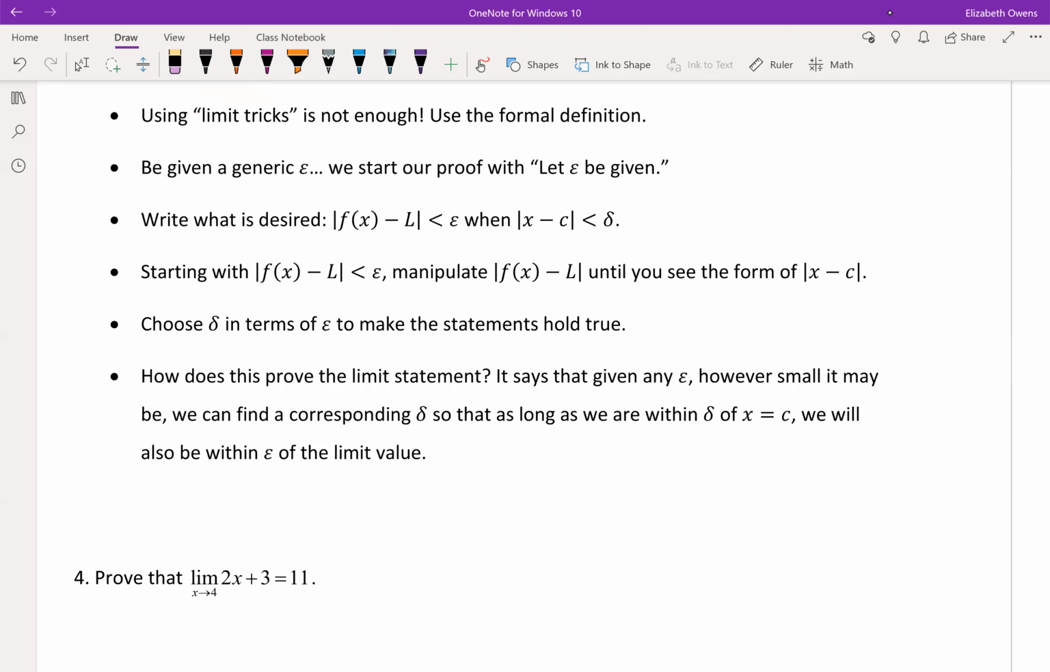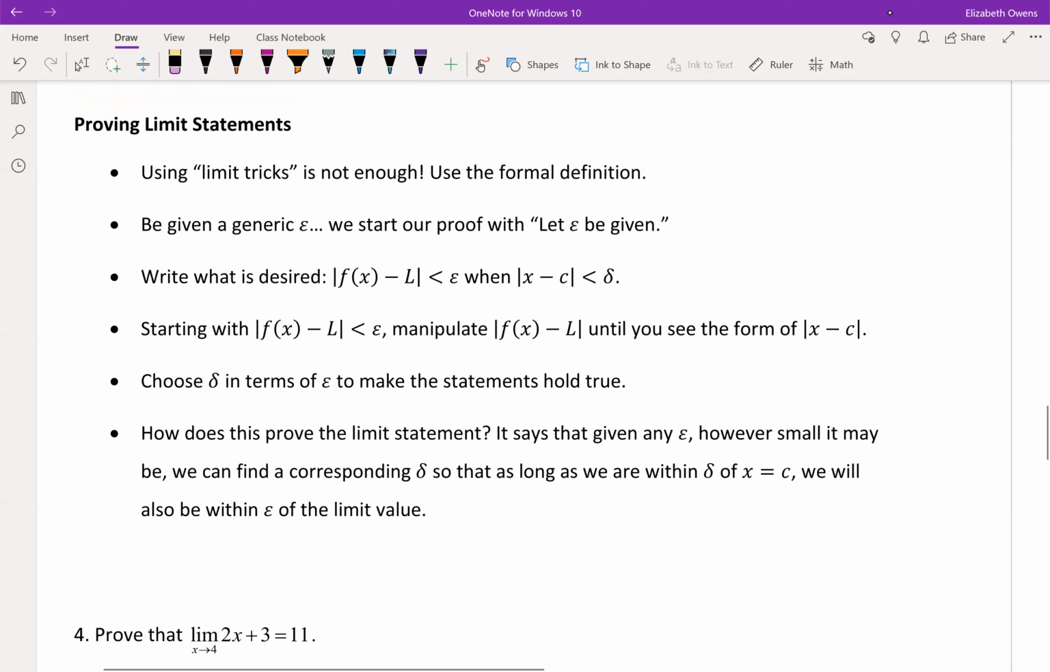It doesn't say calculate the limit or find the limit. It says prove that this limit is actually what we're saying it is. There's a big difference between finding something and proving that something is true. Okay, so we need to use this formal definition.